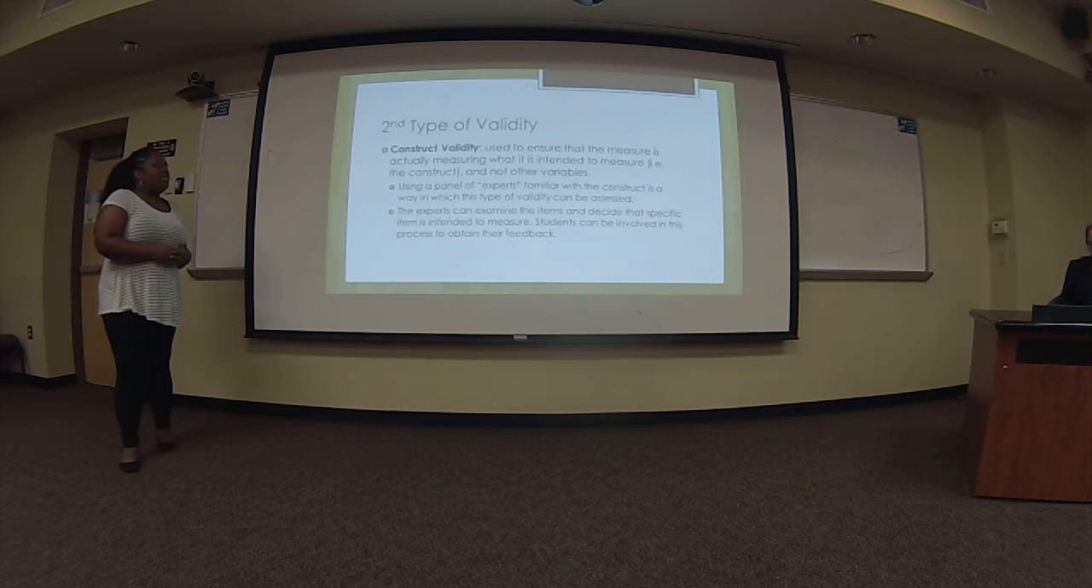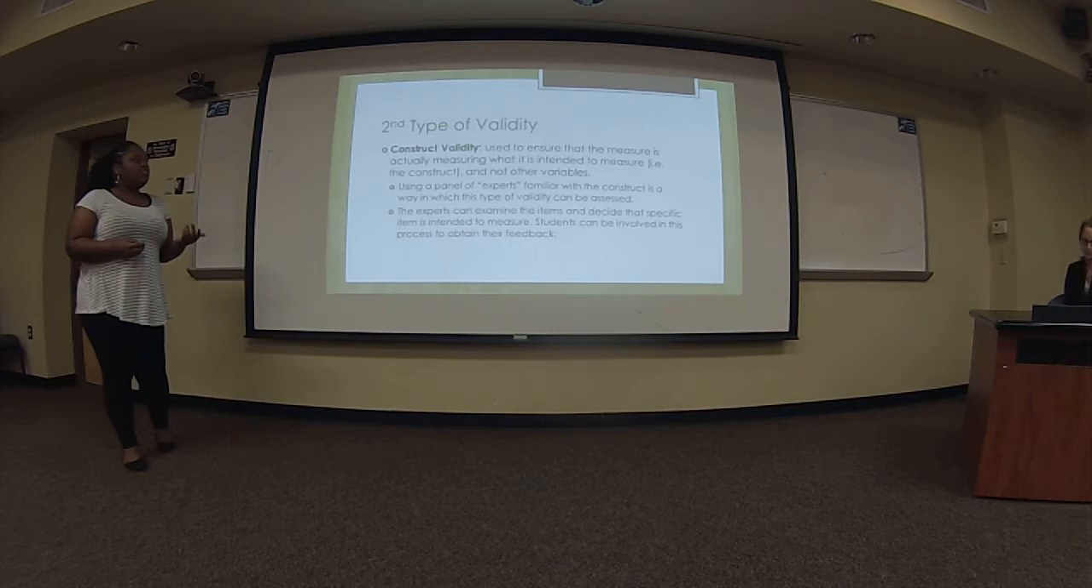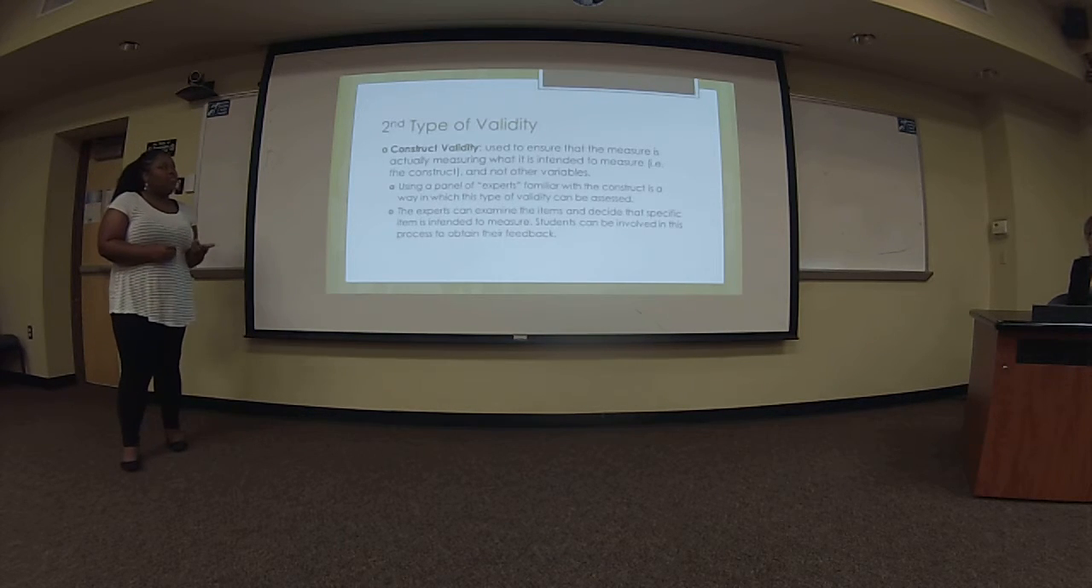The second type of validity is construct validity. It's used to ensure that the measure is actually measuring what it is intended to measure.